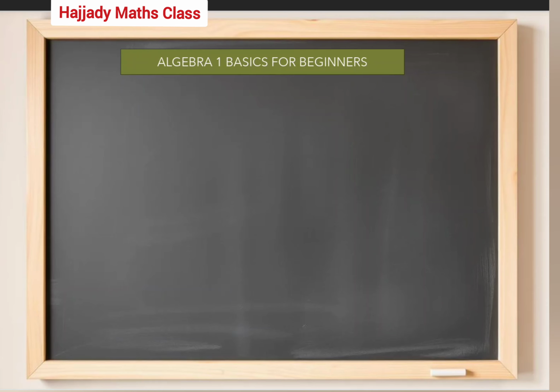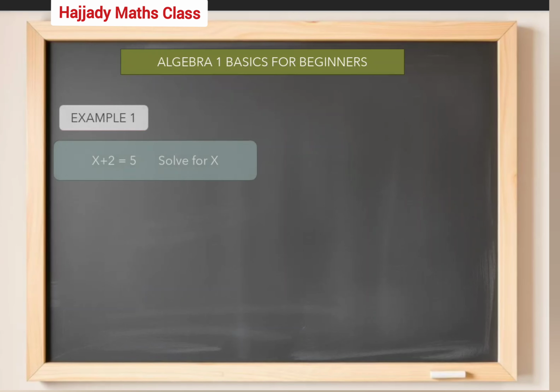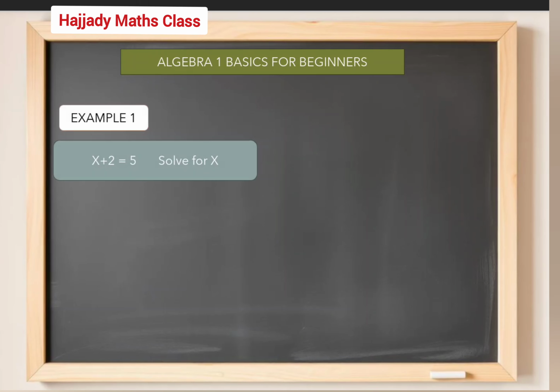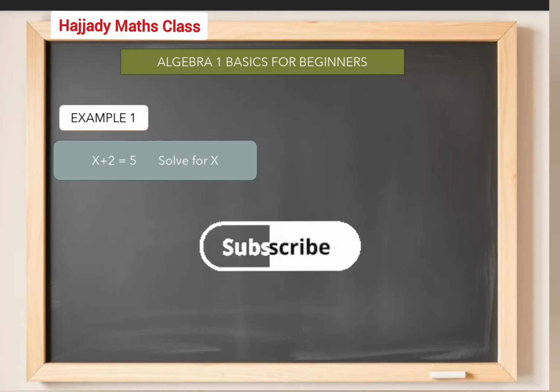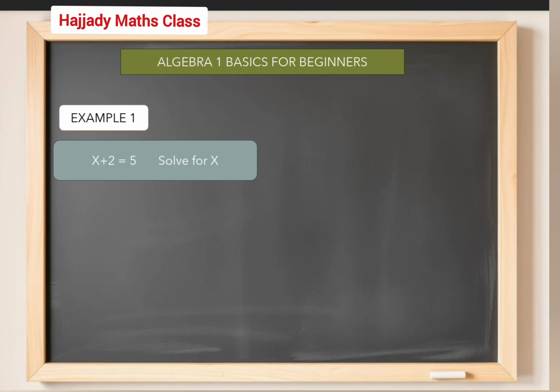Viewers, today I'll be explaining algebra basics for beginners. Now, let's have a look at example 1. Example 1 says x plus 2 equals 5. Solve for x. To do this, we need these basic rules.